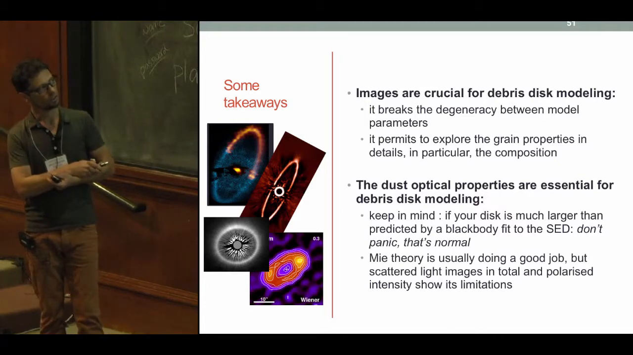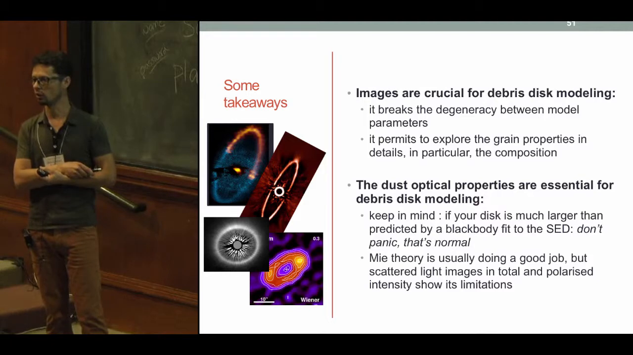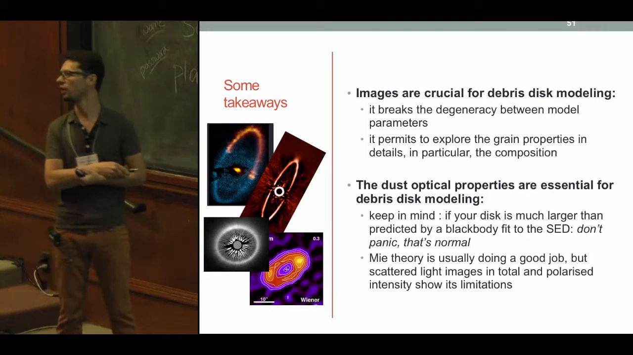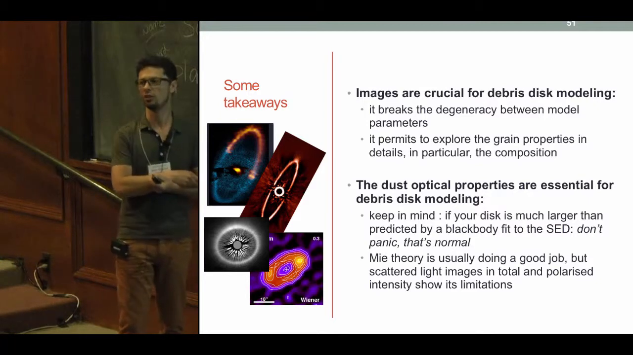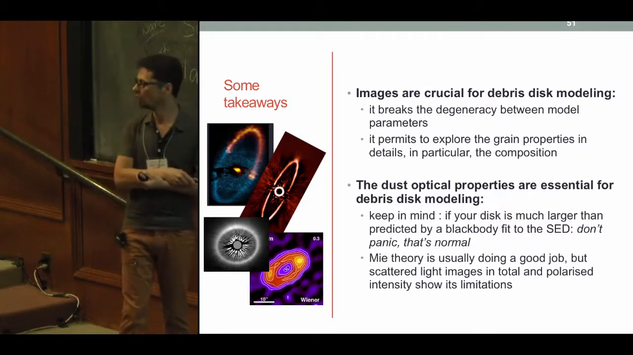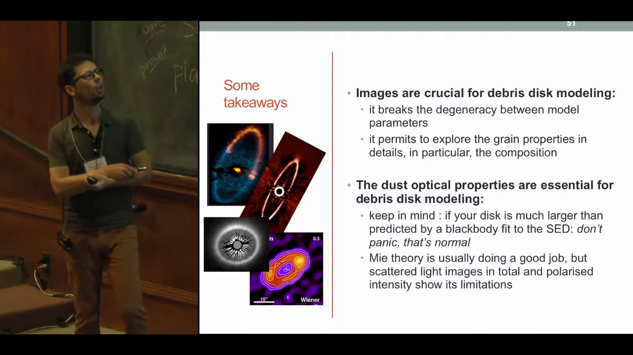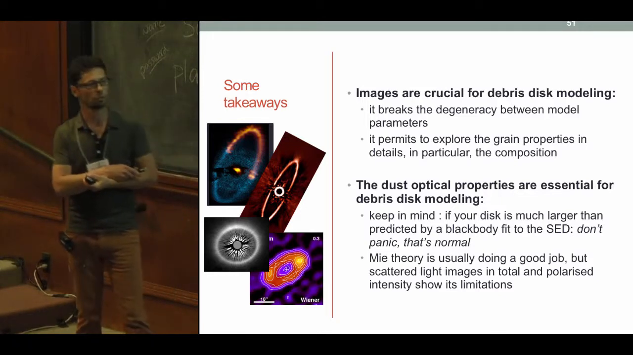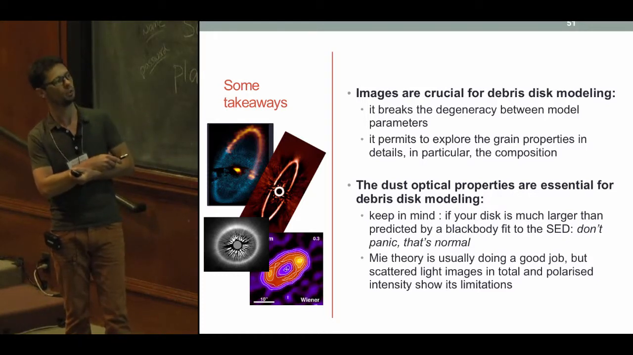The dust optical properties are essential to model debris disks. So if you observe a debris disk and you get a nice ring which is at a distance which is 2 or 3 times the distance you were expecting because you predicted the distance with a blackbody, don't panic, that's normal. A real disk should be at much larger distance than anything that has been predicted with a blackbody.